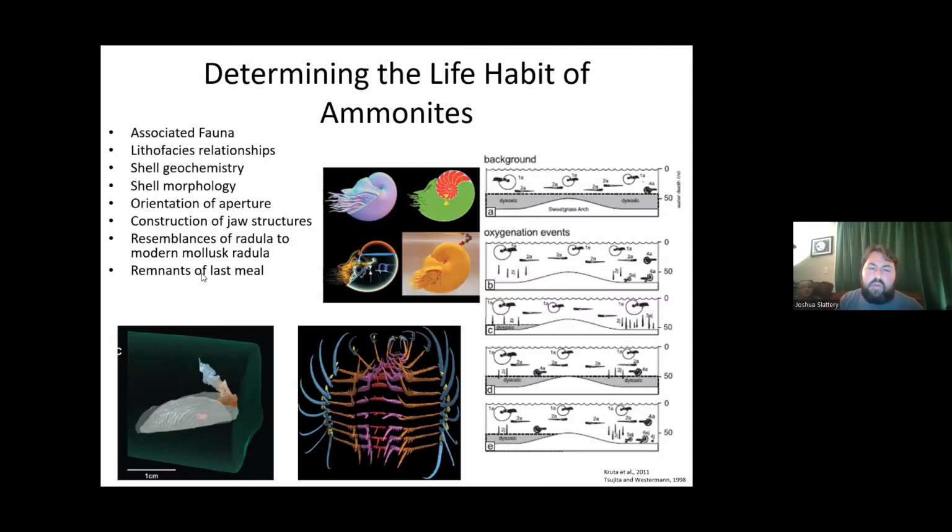And there are also the remnants of the last meal. This is debated, whether they actually are the remnants of the last meal, but if you look at this right here, this jaw, this is the radula, the orange part right down here. And above this, they think this is the gut content. They found this with other fossil cephalopods. And in this gut content, they found pelagic gastropods and also tiny little crustaceans. So we can use that information to figure out what they were eating.